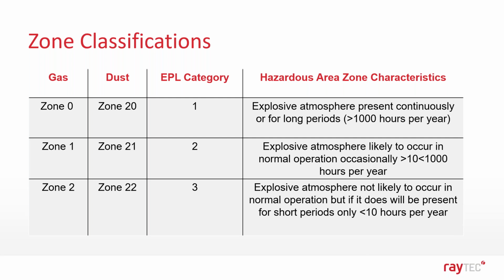For gases, vapors, mists and dust, there are 3 zones. Zone 0 for gas or zone 20 for dust. These are categorized in the EPL category 1.